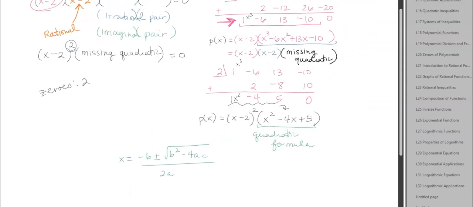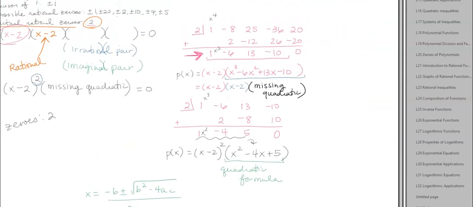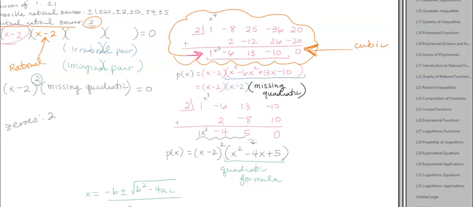Word of caution from some of the conversations I've had with you all: after you do division one time right here and get this answer there, you're not ready to use the quadratic formula, because that's not quadratic, that's cubic. You started with a 4th degree, did a division, and got a 3rd degree, so you have cubic. So you could not use the quadratic formula up there.